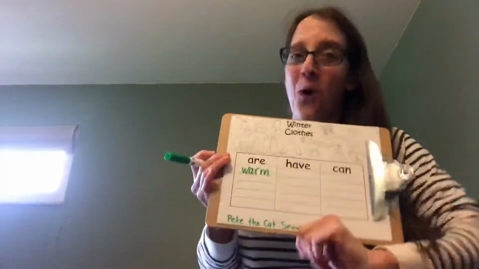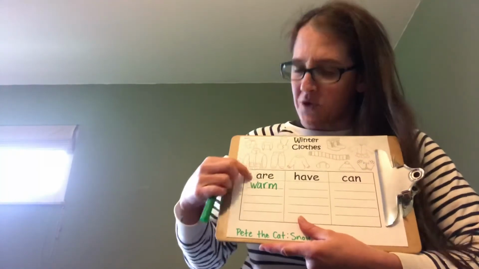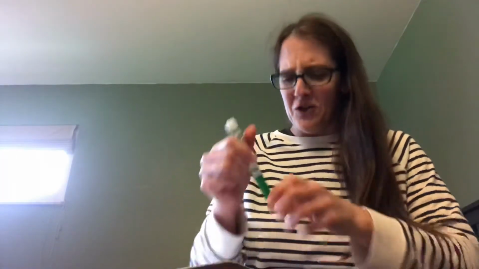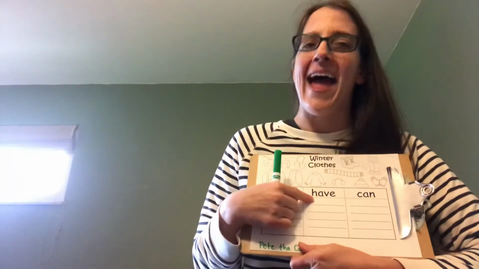Winter clothes are warm. Why? Because in the winter, it's usually cold outside. What else? Winter clothes are what? What is something else we can say to finish that sentence? Winter clothes are warm. Winter clothes are big. They're usually big, like a big warm coat with a hood or some big winter boots for stomping around in the snow. Good. Let's talk about what are some things that winter clothes have.